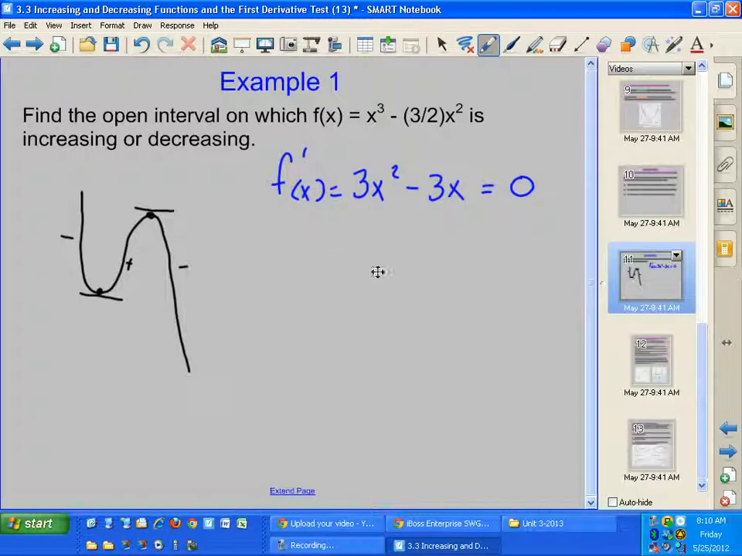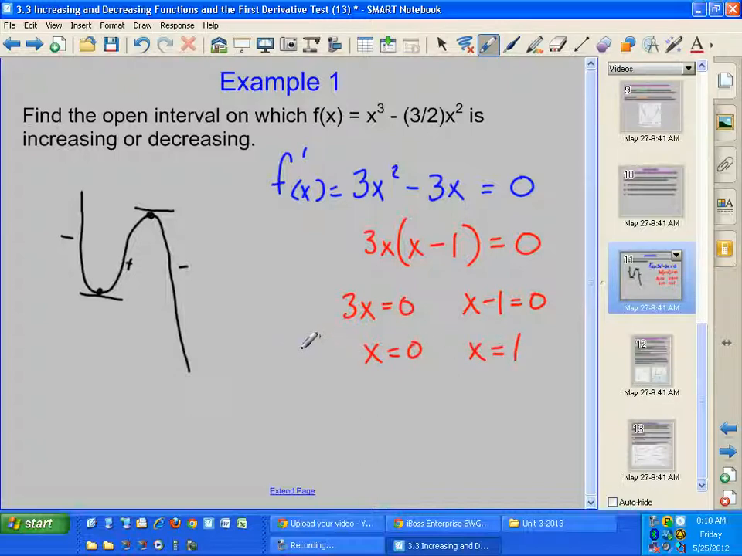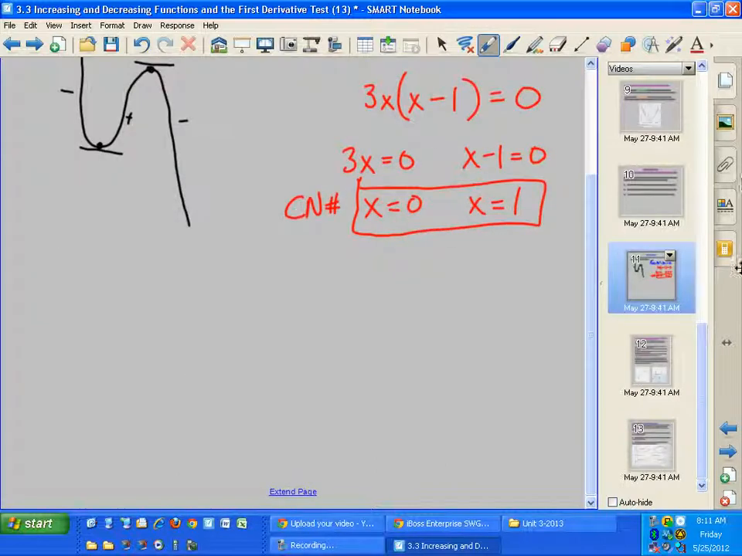So if I do that, I can factor out a common term of 3x, and that leaves me with x minus 1 when I undistribute. 3x times x would be 3x squared, and 3x times negative 1 gives me negative 3x. And so now I have these two points: 3x equal to 0 and x minus 1 equal to 0, where my critical numbers appear. So x equals 0 is a critical number, and x equals 1. Critical numbers, very important. These are where we have horizontal tangents. And if that's the case, then we need to check around these points to see what's going on.